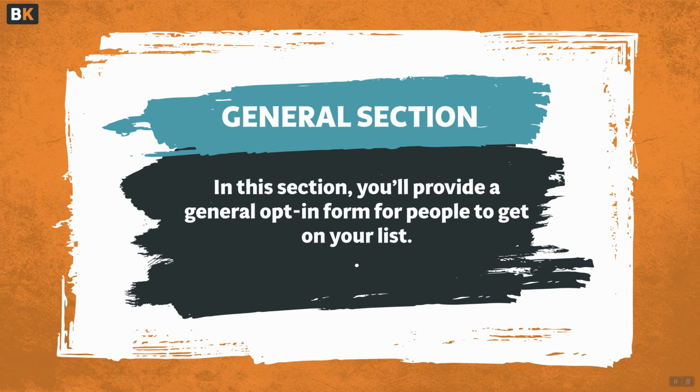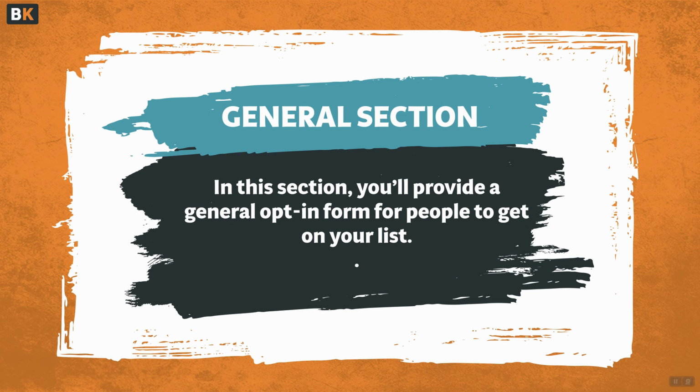And then lastly, there's a general section, which is the global opt-in or the general opt-in section. In this section, you'll provide a general opt-in form for your people to get on your list. This is not the same as a freebie opt-in. This is just a general form, and it's embedded because you're not going to have a standalone opt-in page for this. And this is just for people who don't necessarily want a freebie. They just want to pop onto your list.